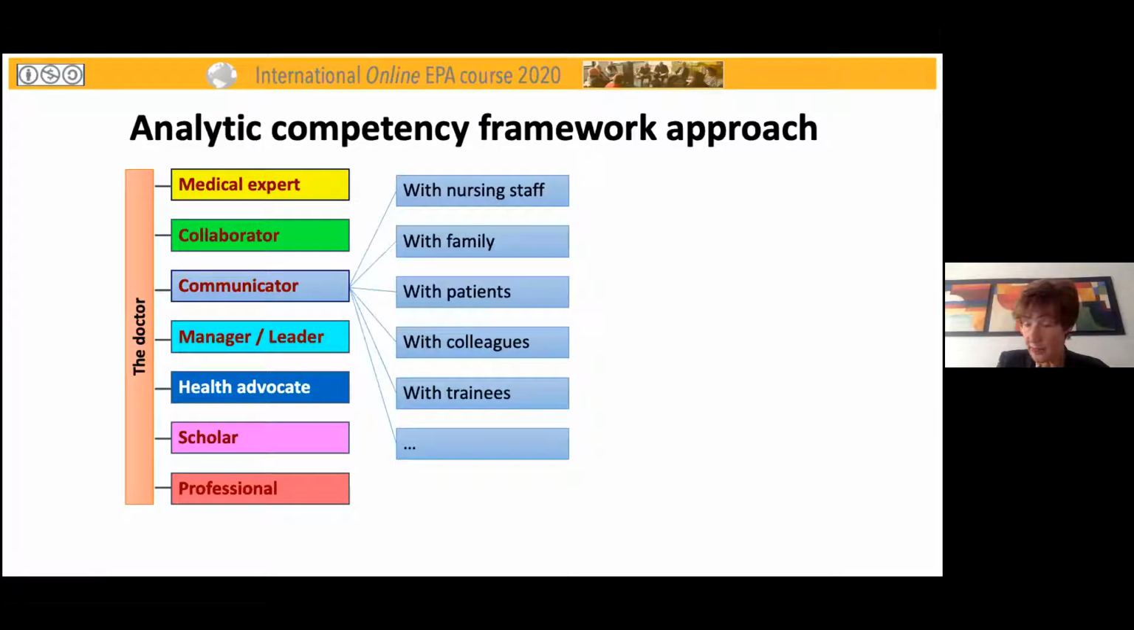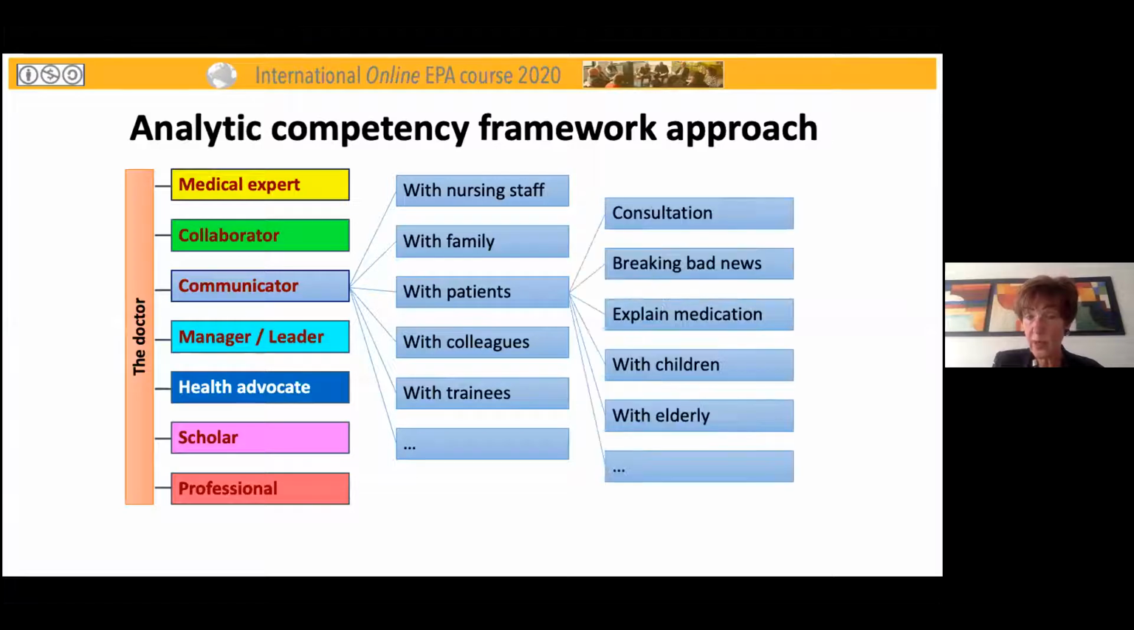And that's logical, right? Because as a communicator, as a doctor, you're communicating with nursing staff, with family, with patients, with colleagues, with trainees, and that all requires different attitudes and different competencies that you need to communicate well. But then it goes further. When we talk to patients as a doctor, as a communicator, we also want to test: do you do that in the right way when talking with patients to explain medication? Or when you're talking to the elderly patient? Or when you have to break bad news?